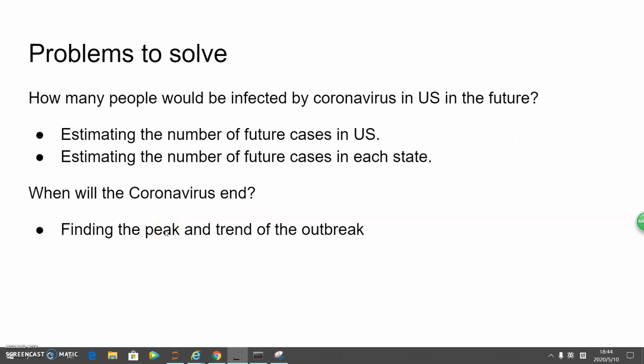The problem we want to solve has two parts. First is how many people would be infected by the coronavirus in the United States in the future. For this question, we need to estimate the number of future cases in the United States and the number of future cases in each state. The second question is when will the coronavirus end? For this question, we need to find the peak and the trend of the outbreak.